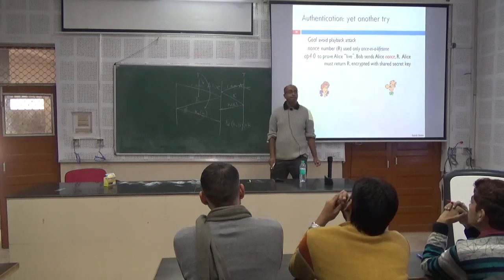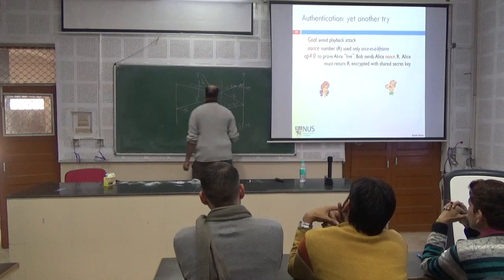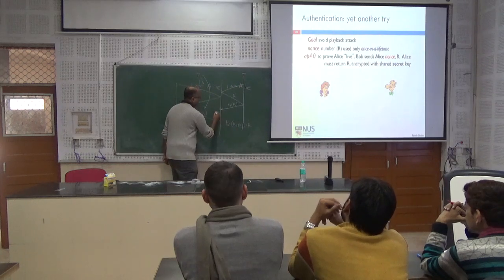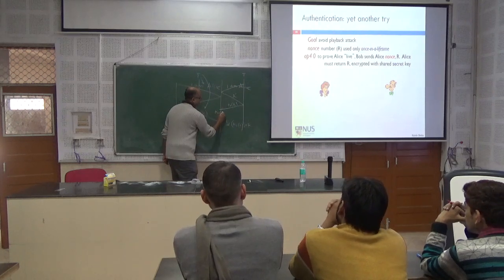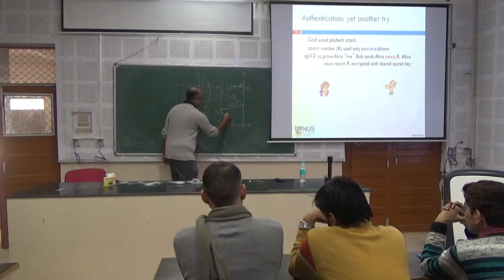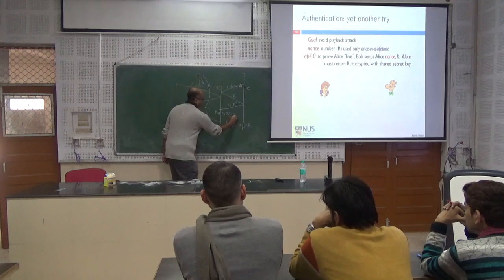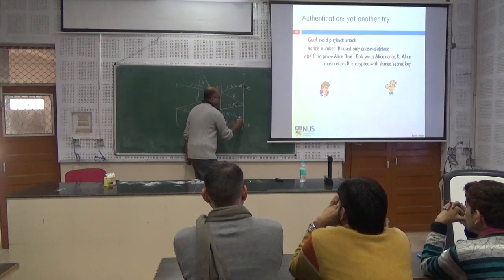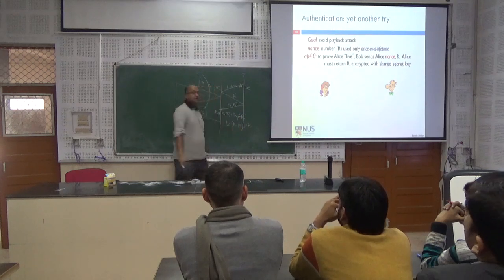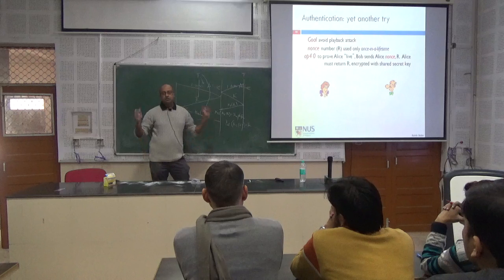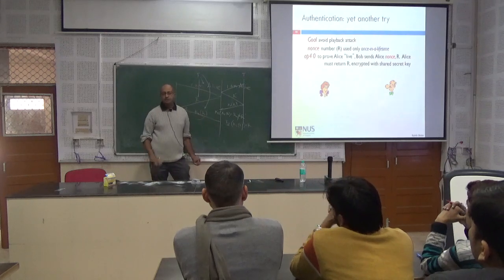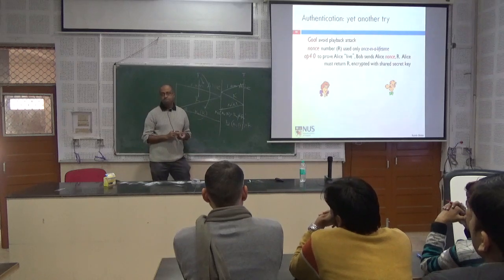She sends back the encryption of R. And Bob will decrypt this. This will come out to be R, and this is not equal to the challenge that he had sent. So it doesn't work. Authentication will be denied.